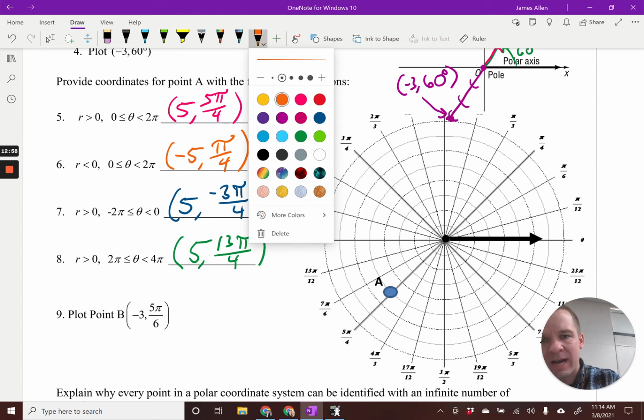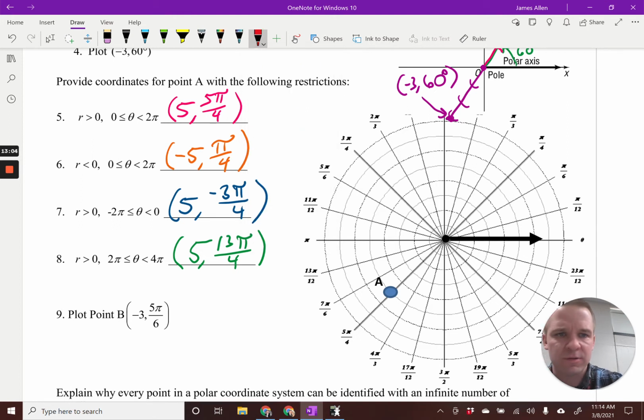All right. Number 9 here. Let's go with a color we haven't seen yet. I'm going to go with red on this one since I haven't used red. I've used pink on this one, but not red. All right. Plot point B. So now we're going to have to plot it, not give the coordinates from the graph. So negative 3, comma 5 pi over 6.